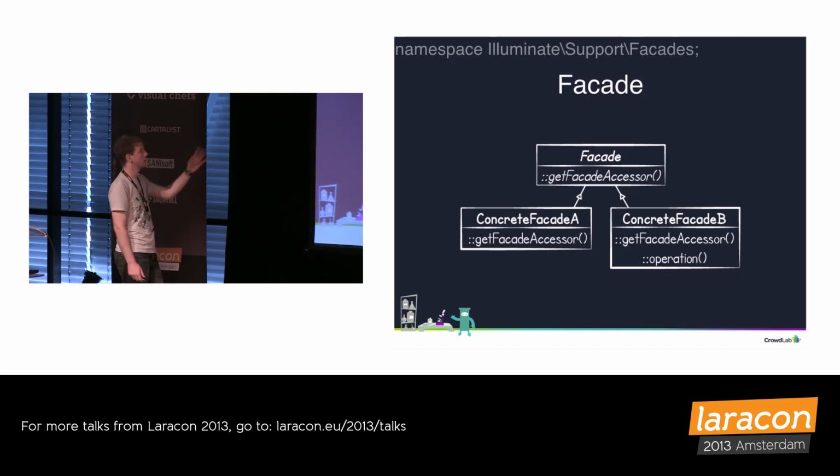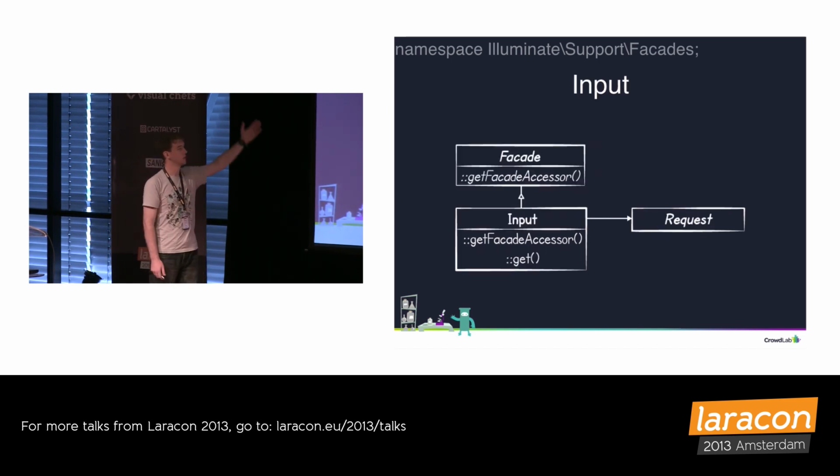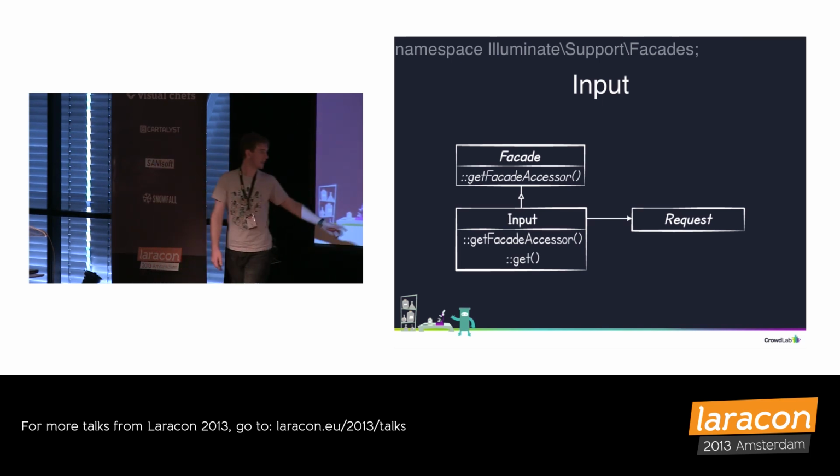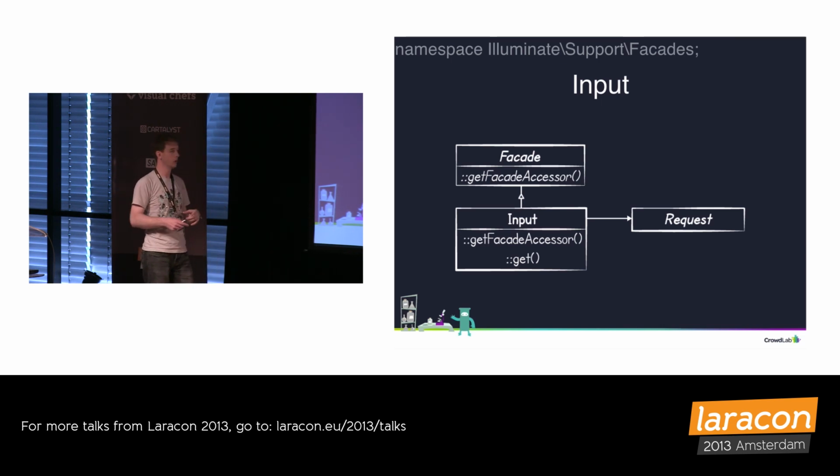Some examples. So the input one, nice and simple, extends from the facade. It actually hooks up with request. Nice and interesting one there. But it also adds an extra function in there for get, which again goes through request, but it's another name when we're actually looking at what we want from request. So it's just making that one step easier for us.